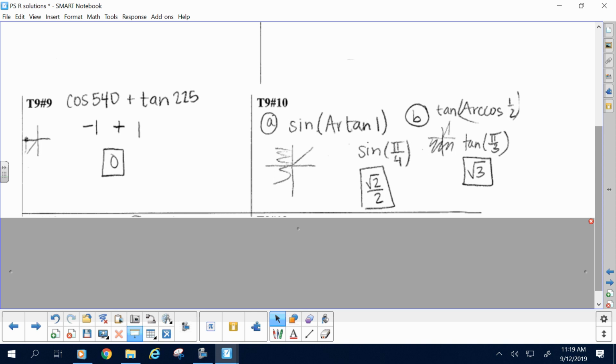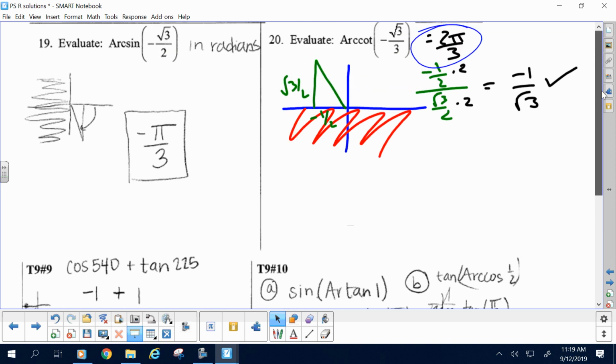For number 19, 20, it didn't specify that it was in radians, so you put it in degrees. Yes, that's fine. If you have negative 60 degrees, that's fine, and 120 is fine. Yeah, absolutely. Thank you. Yes?